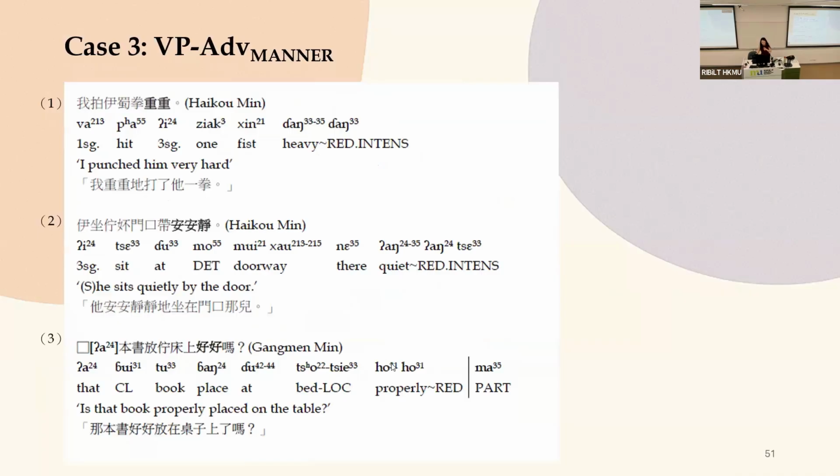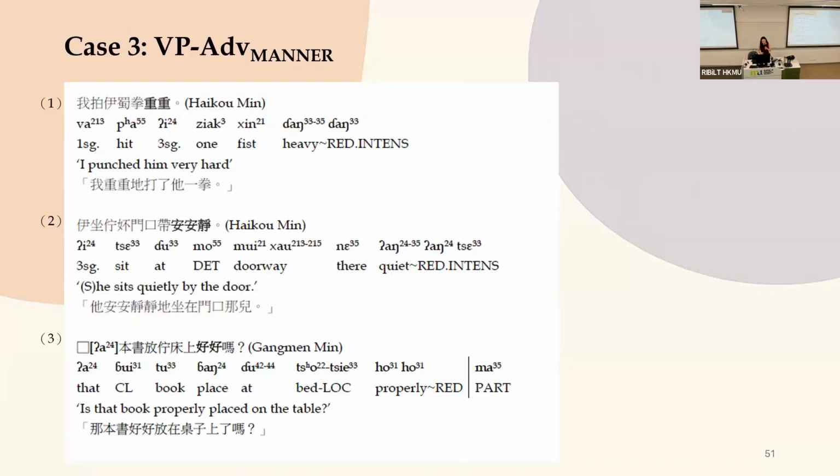But in most Sinitic languages, such adverbial phrases, when they are really adverbs, can only appear before the VP, but not after the VP. But in Hainan Min, they allow something like this: "I hit him one fist heavy, heavy." Or "he sits by the doorway, quiet, very quiet." Or "is the book placed on the bed properly?" This is actually table, but they use the etymon of bed.